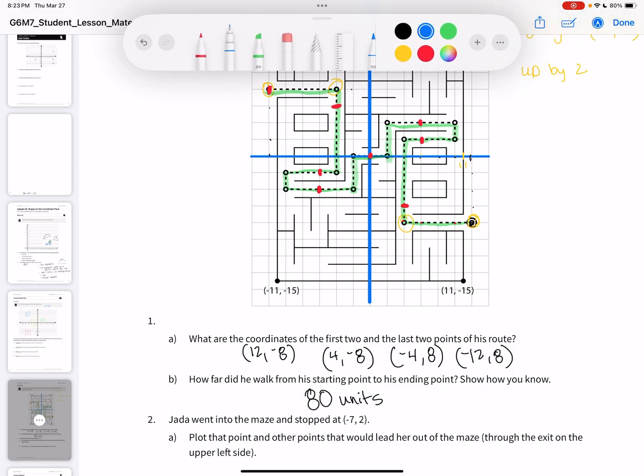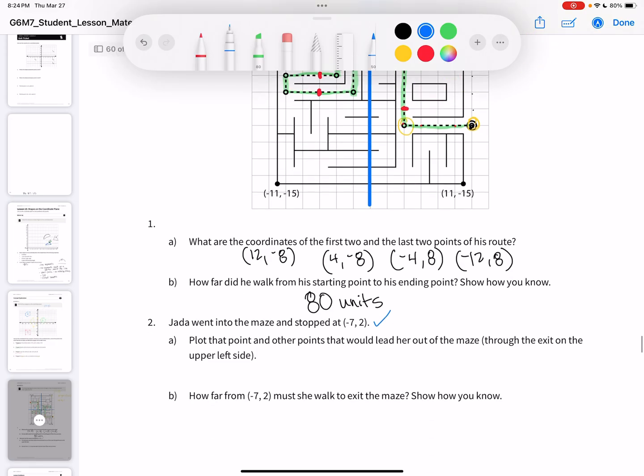So I'm going to do hers in blue. -7, so this is 2, 4, 6, there's 7, right? There's 7, but it's -7, 2, up 2 would put her right there. Okay? So we've plotted that point. Now it says, and other points that would lead her out of the maze through the exit. All right. So we're trying to find her way out.